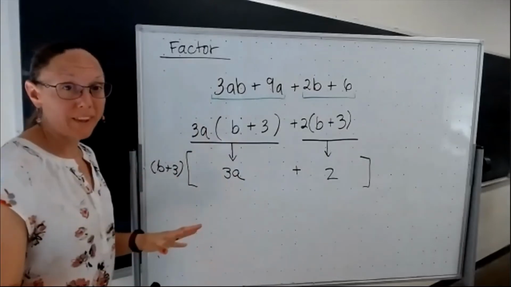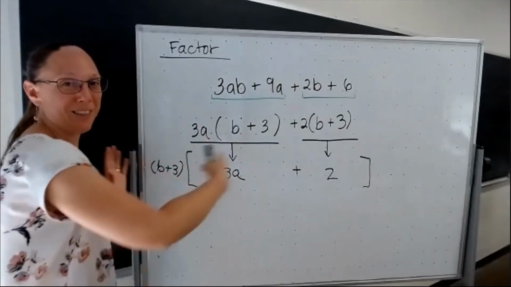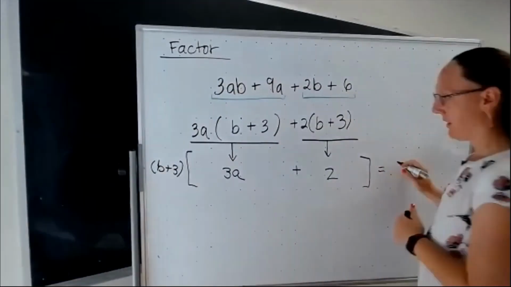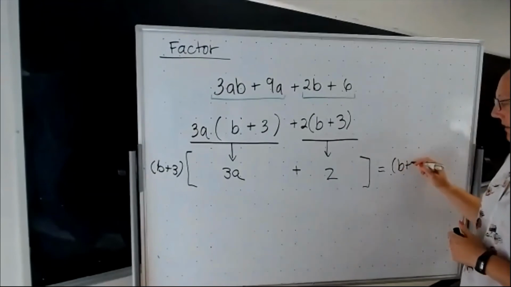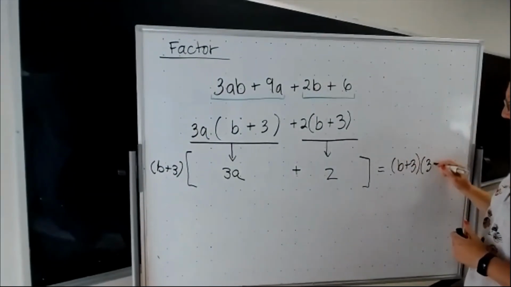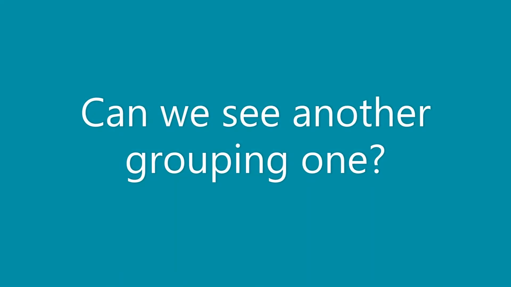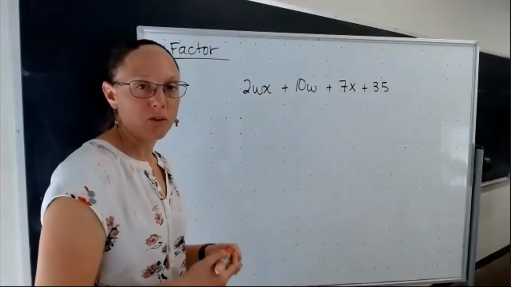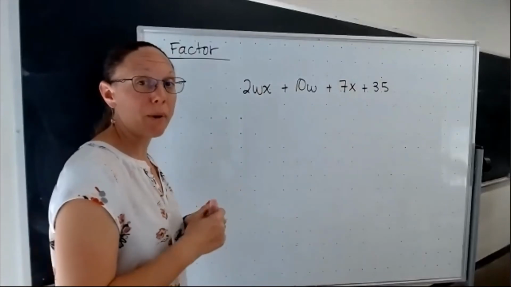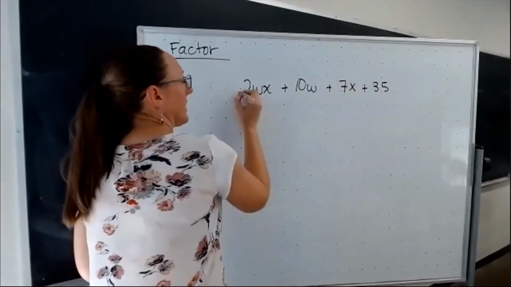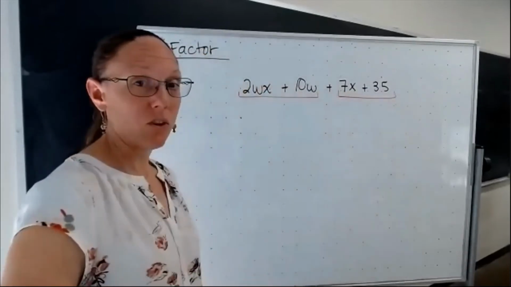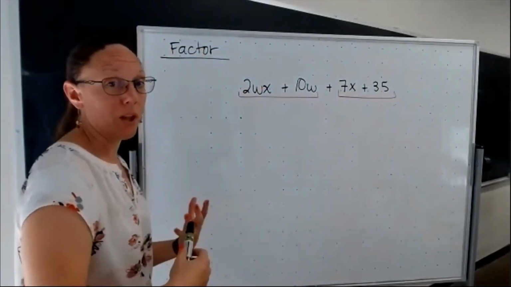Last step, and we don't really have to do it, but visually, this is so spread out, I might take a moment to collect that as b plus 3 times 3a plus 2. There are more than 3 terms. It is not a trinomial, so I'm going to think about factoring by grouping. I will group those 2 together and group those 2 together, and then look for something they have in common that I can pull out.